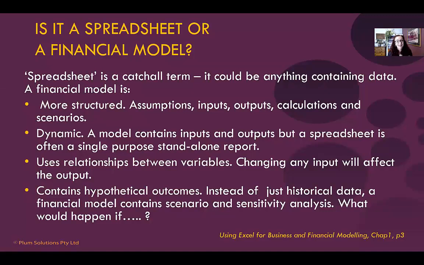They're really not the same thing. A spreadsheet could be just about anything. A spreadsheet could just be a list of telephone numbers. It could be data. It could be basically any kind of information that's structured in Excel. That's a spreadsheet, but a financial model is more structured. It has inputs, it has assumptions, it has outputs, calculations, and scenarios. A financial model is more dynamic. So really, you can't call it a financial model unless you have inputs and you have outputs.